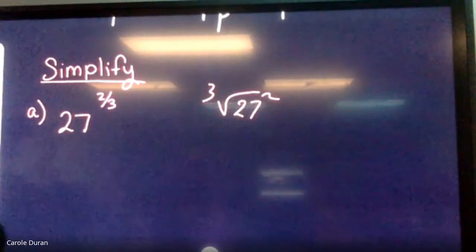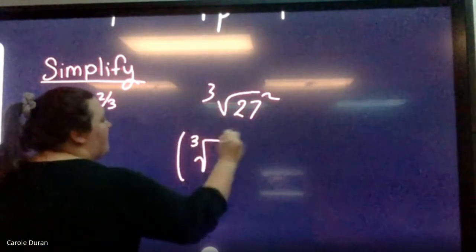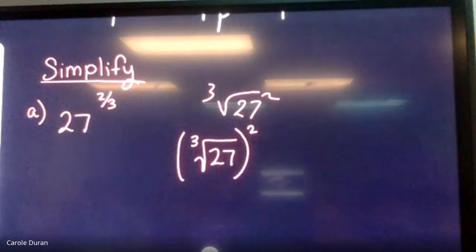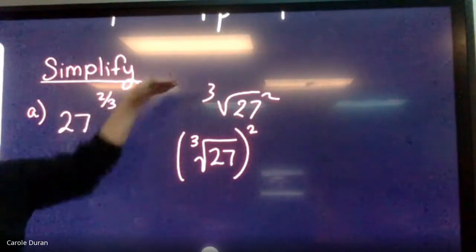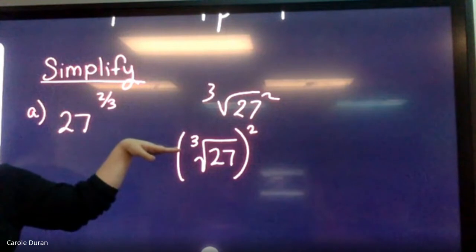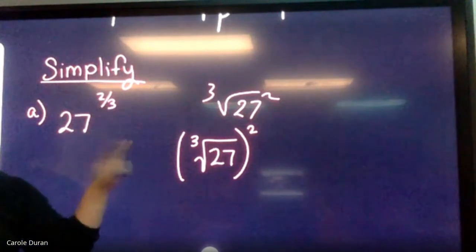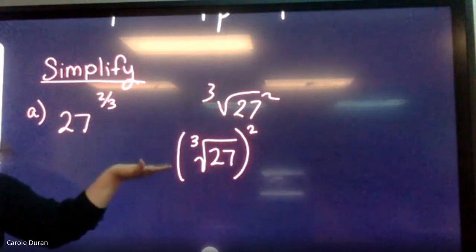Is that the only way I could have written that? No, I also could have written it as the cube root of 27, squared, correct? Without a calculator, do you think it's going to be easier to solve it this way or this way? So option 1 or option 2? Option 2. So there's a reason that we rewrite it like this, because some of them are easier to solve looking one way than the other. Why is this way easier to solve?